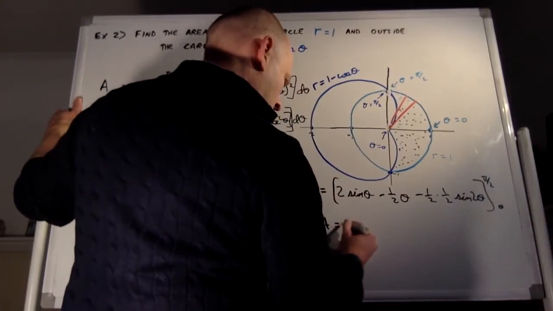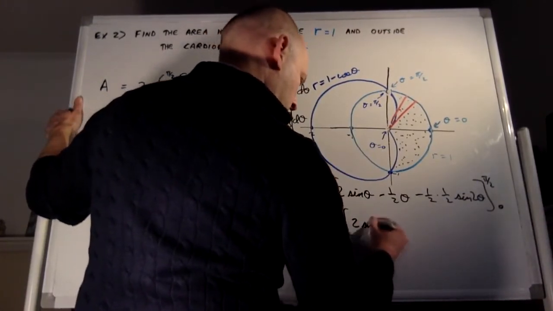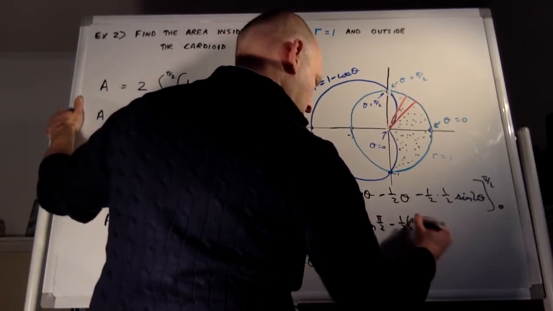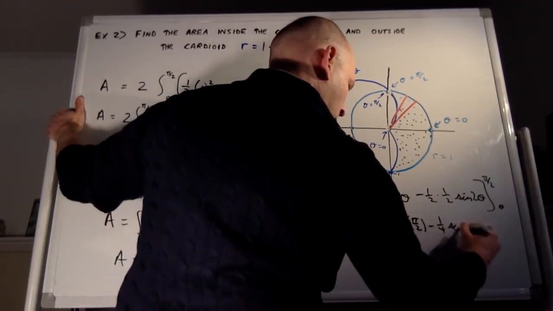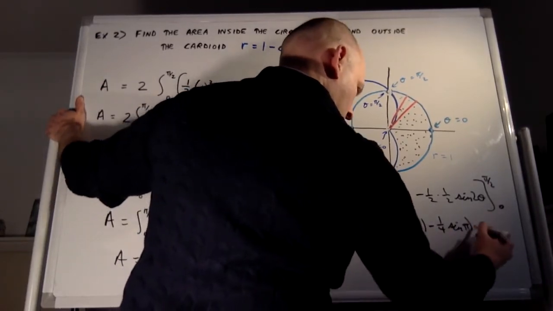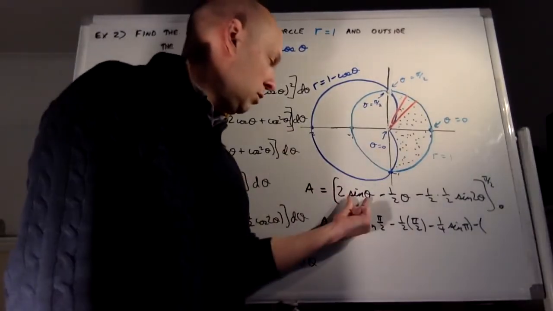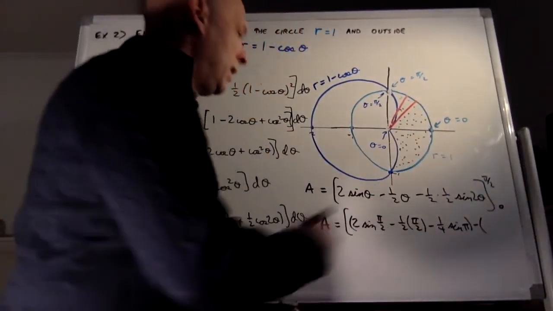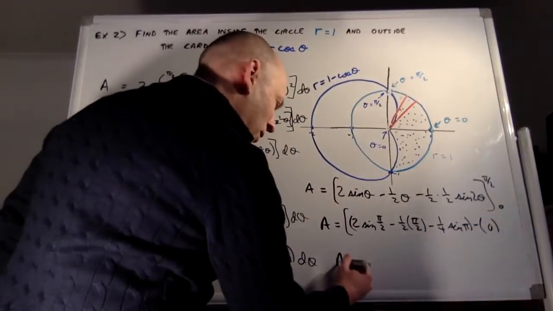So our area here is going to be 2 sine of pi over 2 minus 1/2 times pi over 2 minus 1/4 times the sine of twice pi over 2, in other words, pi. And then minus the subtraction of plugging in 0. Now, if I plug in 0, the sine of 0 is 0. The sine of 2 theta is also going to be 0. So that is going to be a whole bunch of 0. I'm taking a shortcut because I'm running out of board space, as you can see here.